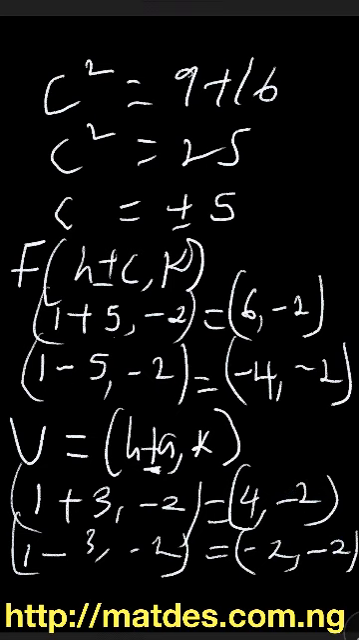Though the question says find the foci, the foci are 6, comma minus 2, and minus 4, comma minus 2.